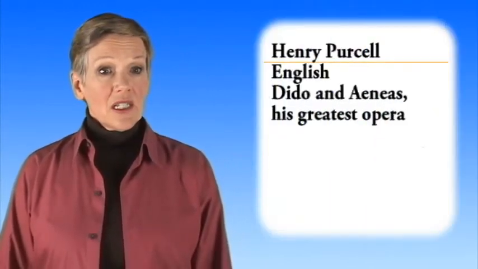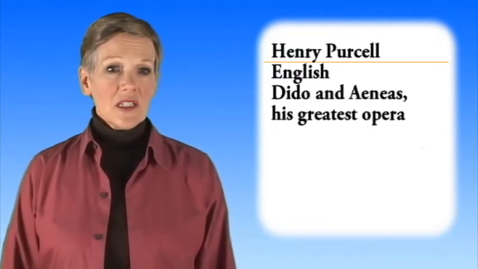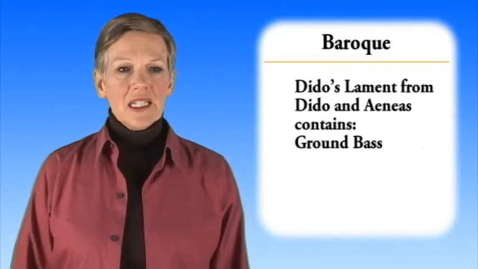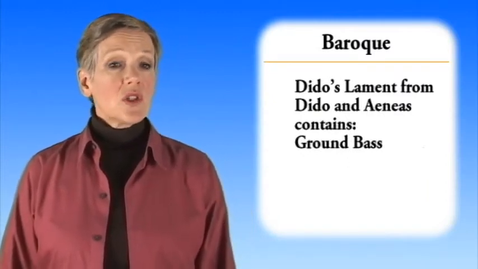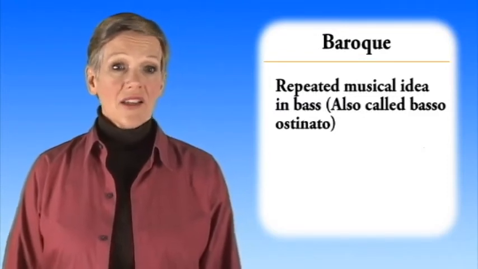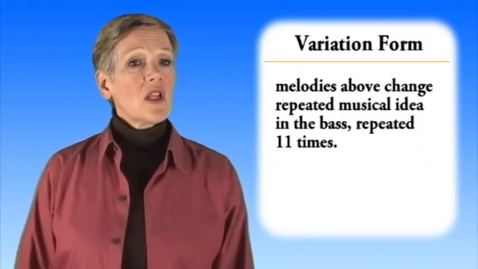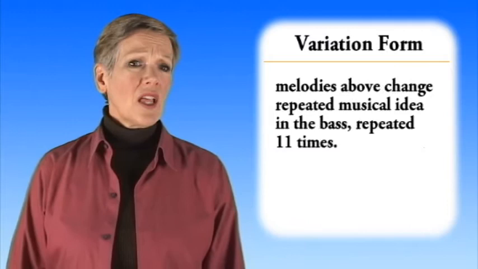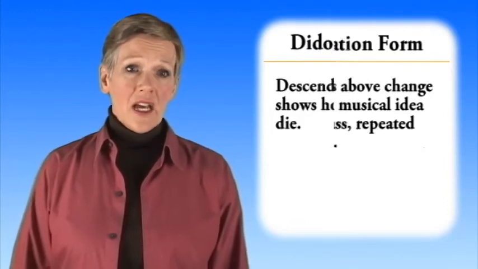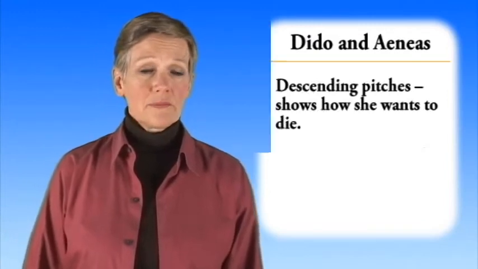Henry Purcell was a composer also in the Baroque period. He was English. Dido and Aeneas was his greatest opera. In that opera, you have Dido's Lament. It contains a ground bass, which is a repeated musical idea in the bass, also called basso ostinato. Variation form happens in opera. We have a repeated musical idea in the bass for 11 times. In Dido and Aeneas, we have descending pitches, which shows how she wants to die.